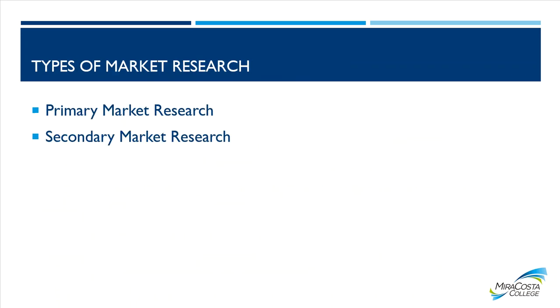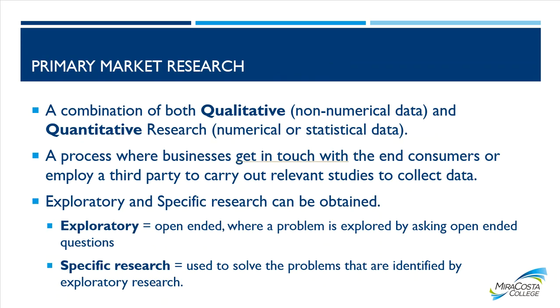So there's two main types of market research: primary and secondary. Primary is a combination of both qualitative, which is non-numerical data, very important slide here, and quantitative research, which is numerical or statistical data. It's a process where businesses can get in touch with the end customers or employ a third party to carry out relevant studies to collect data.